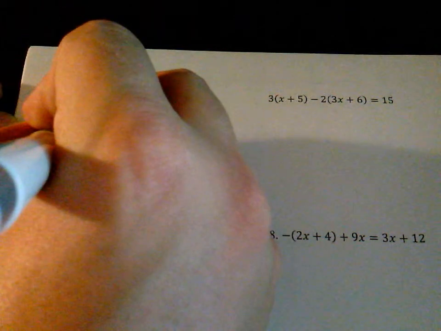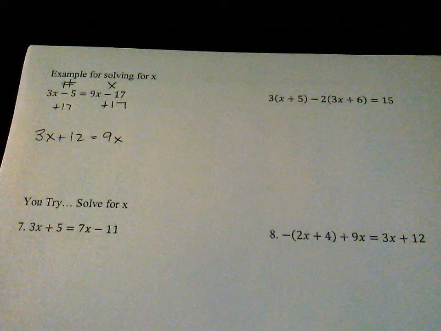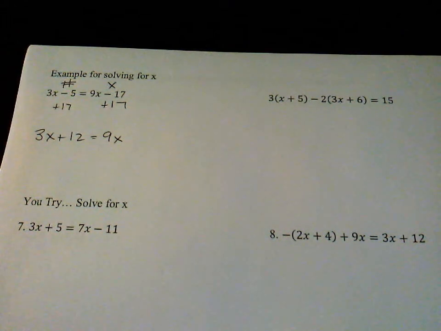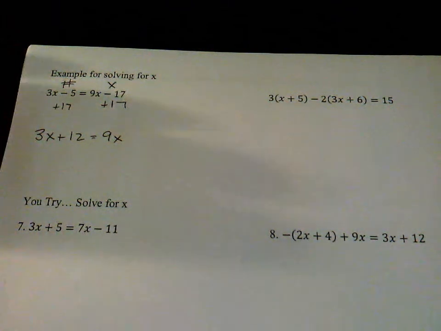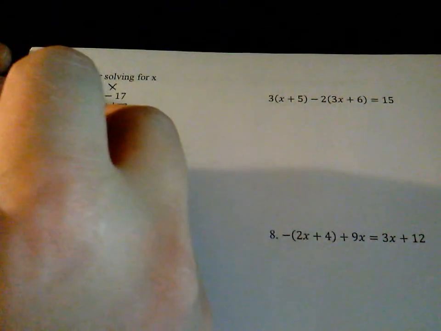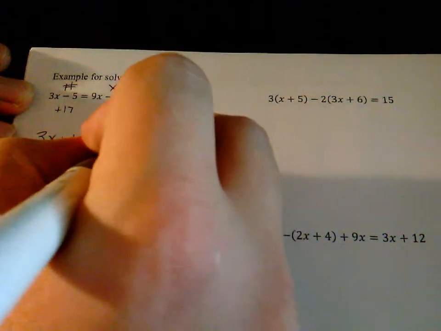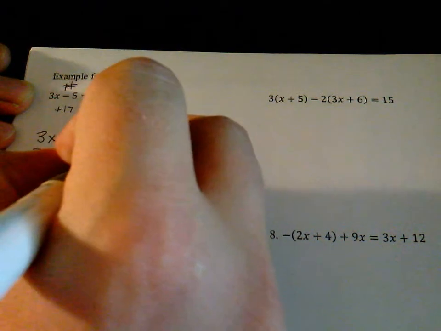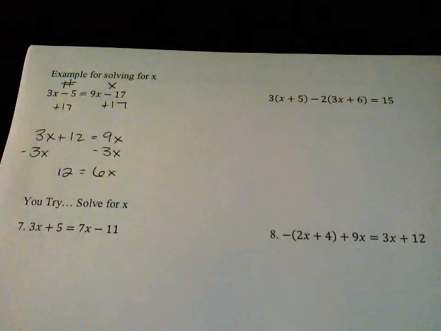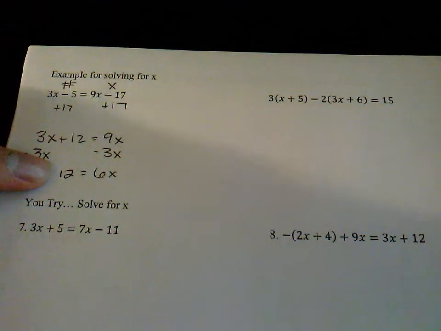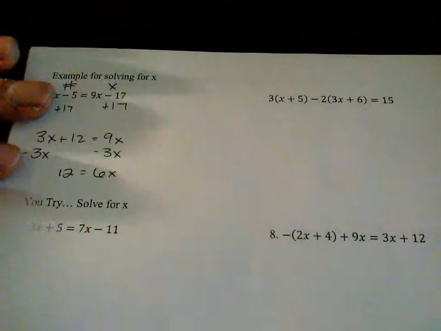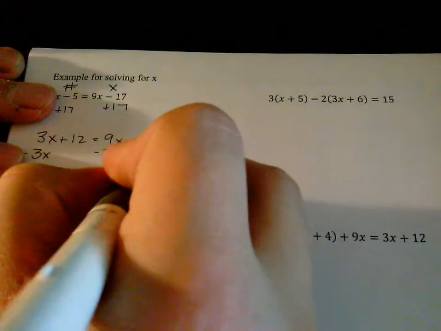So we'll get 3x plus 12 equals 9x. Okay, now the 3x is in the number house, and it doesn't need to be in the number house because it has an x with it, so it needs to leave. To do that, you have to subtract it. So you get 12 equals 6x. Finally, we want to get the x by itself. The x's are in the x house, the numbers are in the number house. So now we can multiply or divide, but we're just going to divide by 6. And get x equals 2.